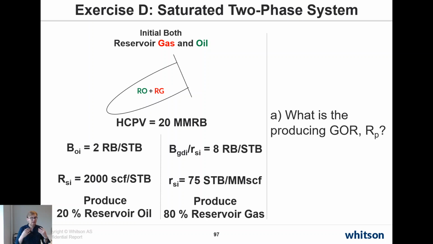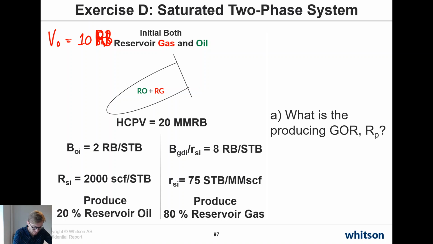What's always good to do while we're doing these kinds of exercises is to make up some kind of basis for the counting. So just for the sake of this exercise, I'll choose a reservoir volume of 10 reservoir barrels. So this is reservoir barrels.